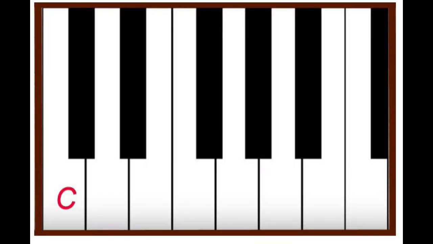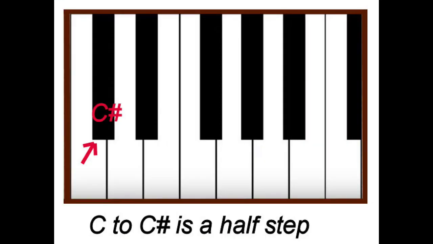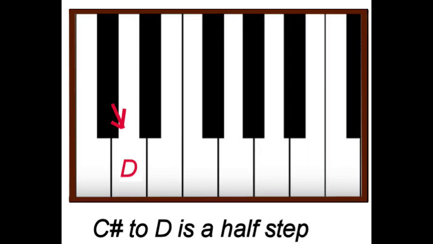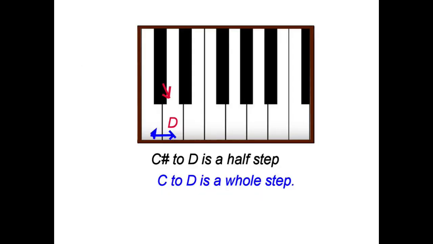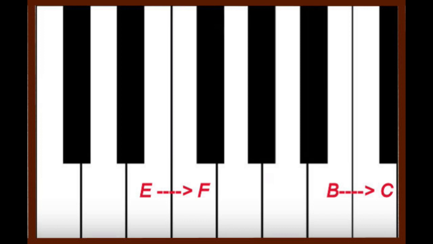A half step is any two adjacent keys on the piano. That includes black keys. So if I'm on C, then the next key is C sharp. That's a half step from C to C sharp. If we go up another half step, we get D. From C sharp to D is a half step. D is 2 half steps above C. Remember, 2 half steps equal 1 whole step. There is no black key between E and F. That's because from E to F is just a half step. Same thing with B to C.